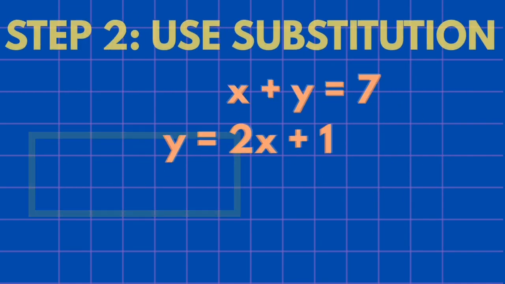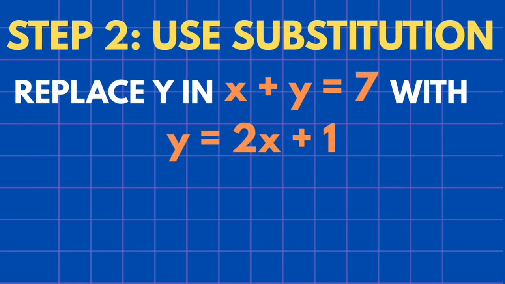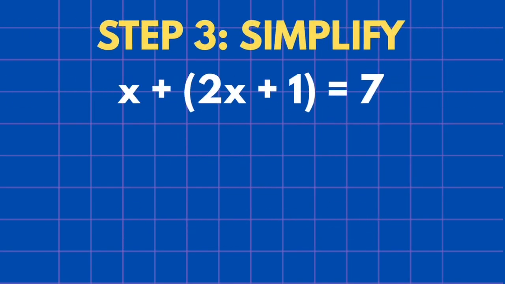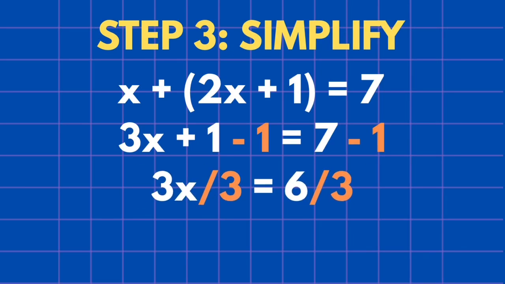In step 2, we use substitution. Let's look at the second equation. Instead of writing y, we're going to substitute it with 2x plus 1. By doing this, we're not changing the equation. We're simply replacing y with another expression that's equal to y. In step 3, we can simplify the equation. We start with x plus 2x plus 1 is equal to 7. Subtract 1 from each side and then divide by 3, and we get x is equal to 2.